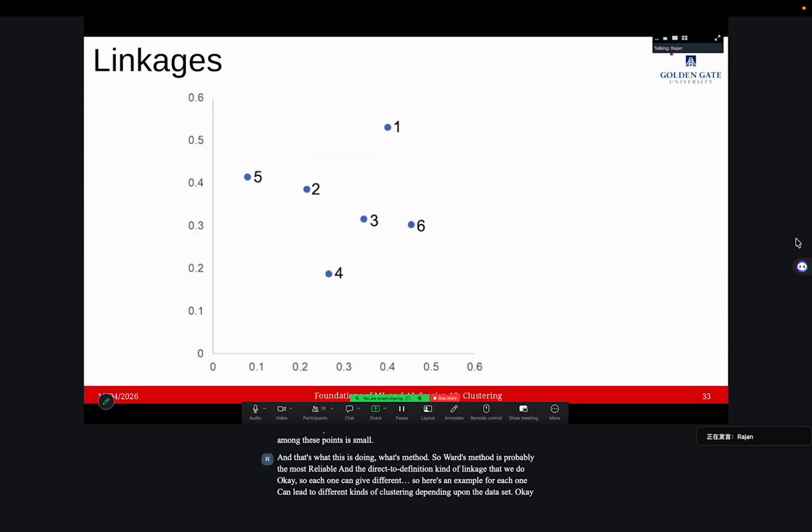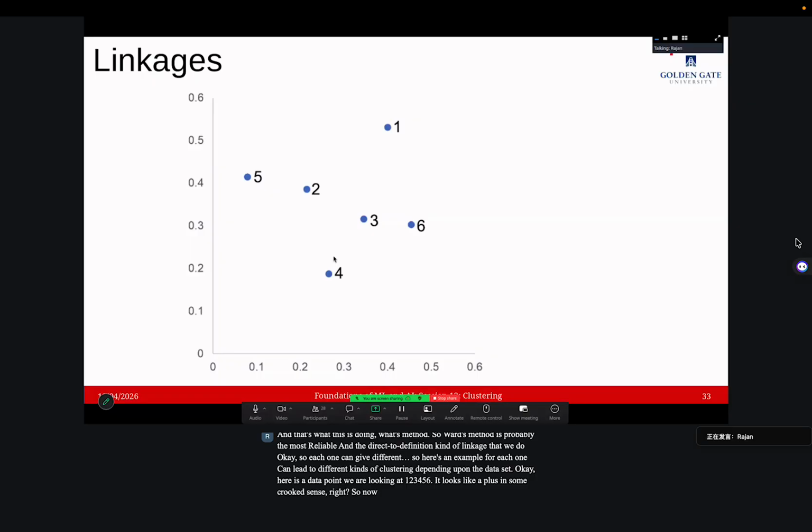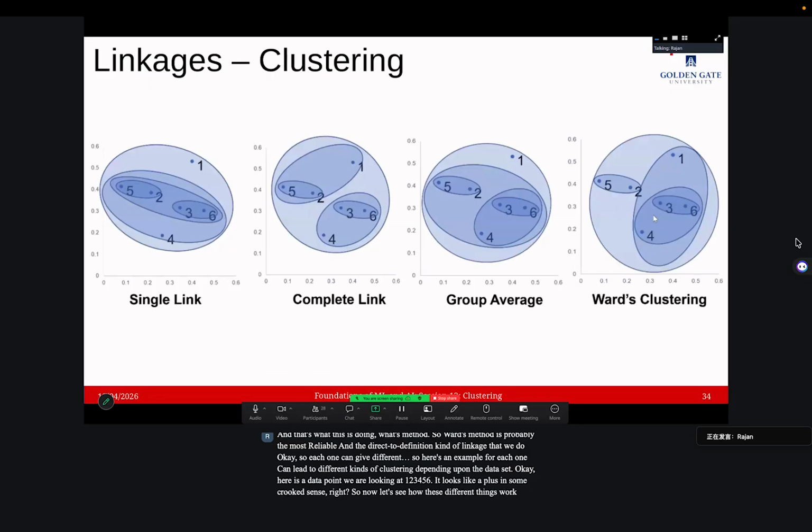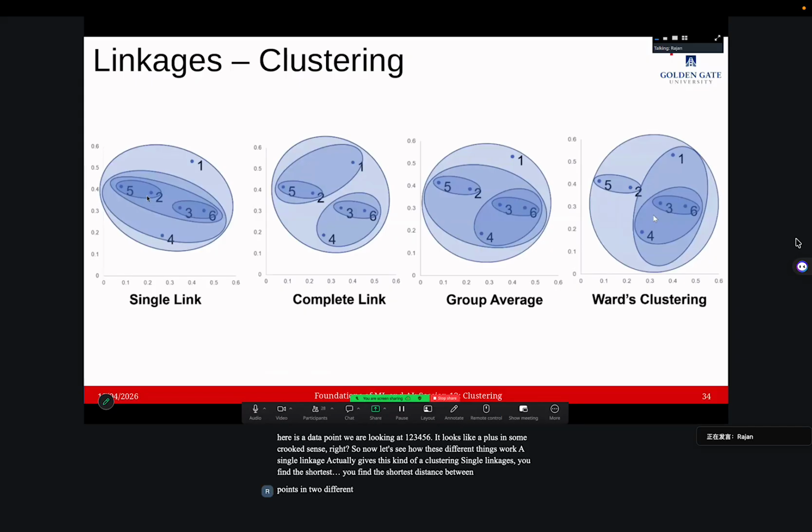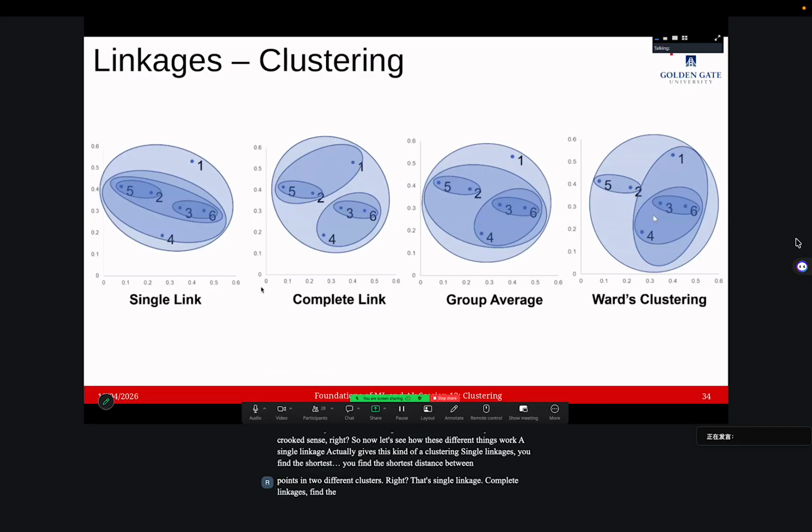So here's an example. Each one can lead to different kinds of clustering depending upon the data set. Here is a data set we are looking at: 1, 2, 3, 4, 5, 6. It looks like a plus in some crooked sense, right? So now let's see how these different things work. Single linkage actually gives this kind of clustering. In single linkage, you find the shortest distance between points in two different clusters. Complete linkage finds the maximum distance.